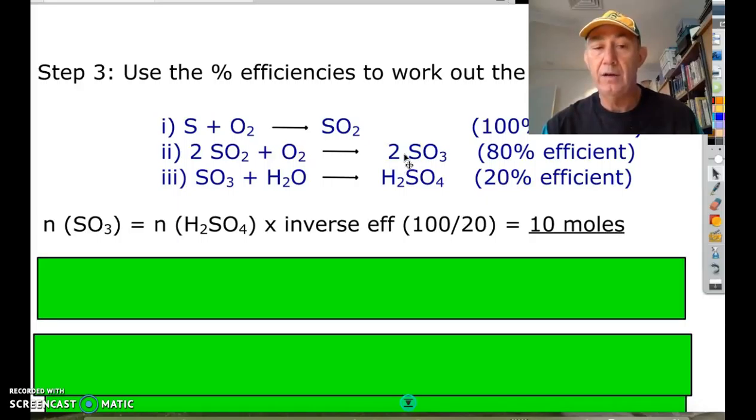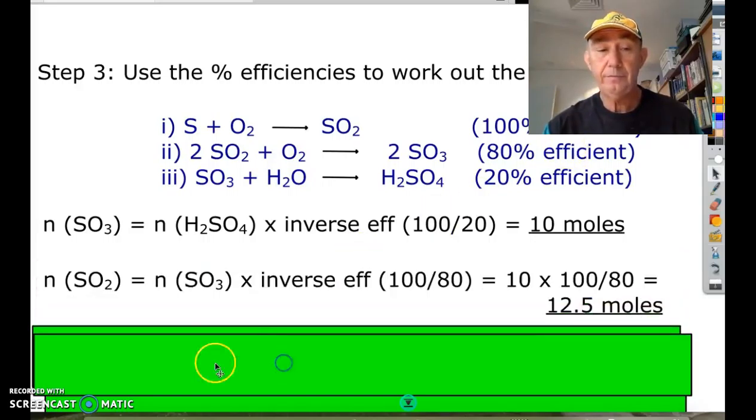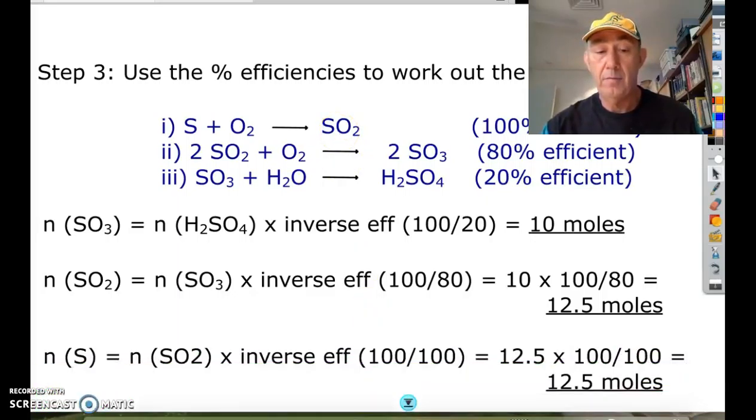My sulfur trioxide is now going to be going back to sulfur dioxide with an 80% efficiency. So my number of moles of sulfur dioxide is my number of moles of sulfur trioxide times the inverse of my efficiency because I'm going backwards. So it's 100 over 80, so I need 12.5 moles. The last step is 100% efficient, so I would multiply by 100 over 100, so I end up with the same number. So to make 2 moles of sulfuric acid, I need to start with 12.5.